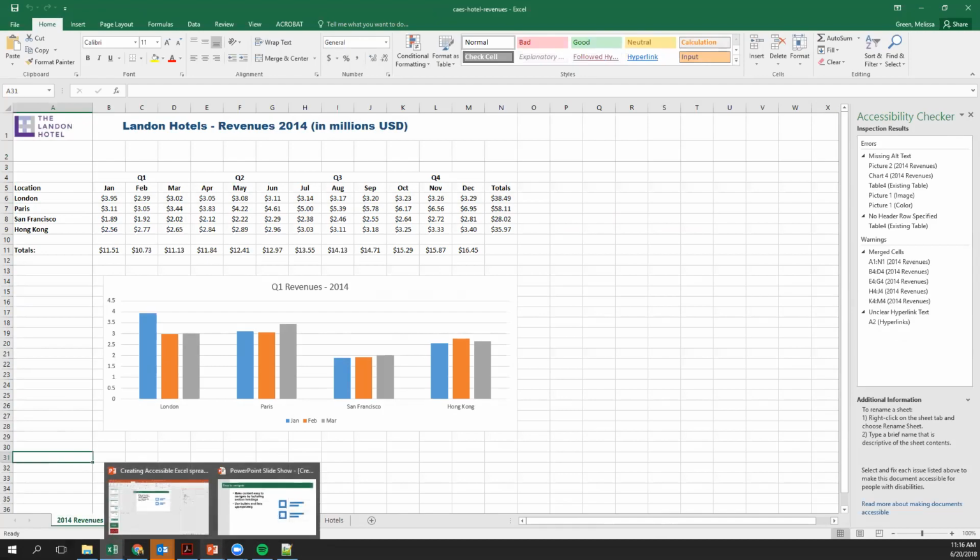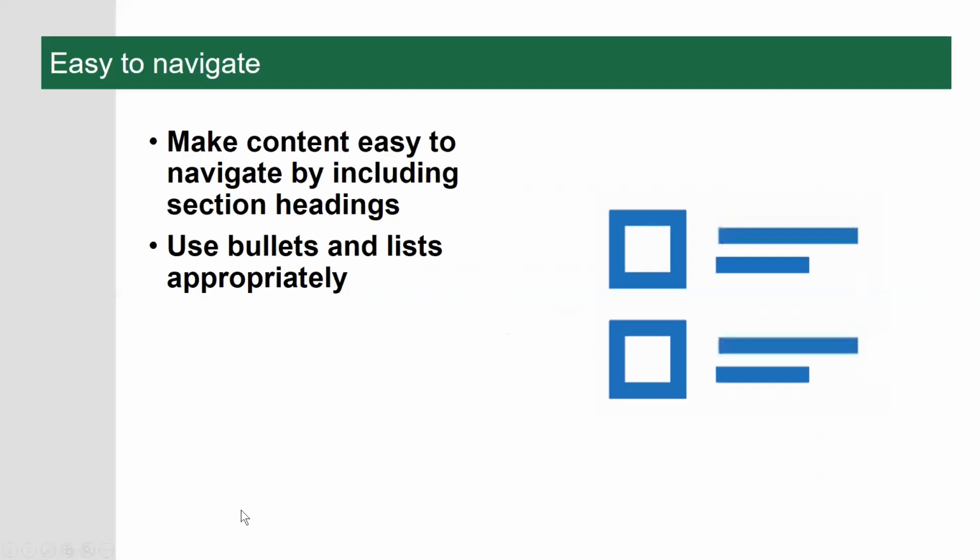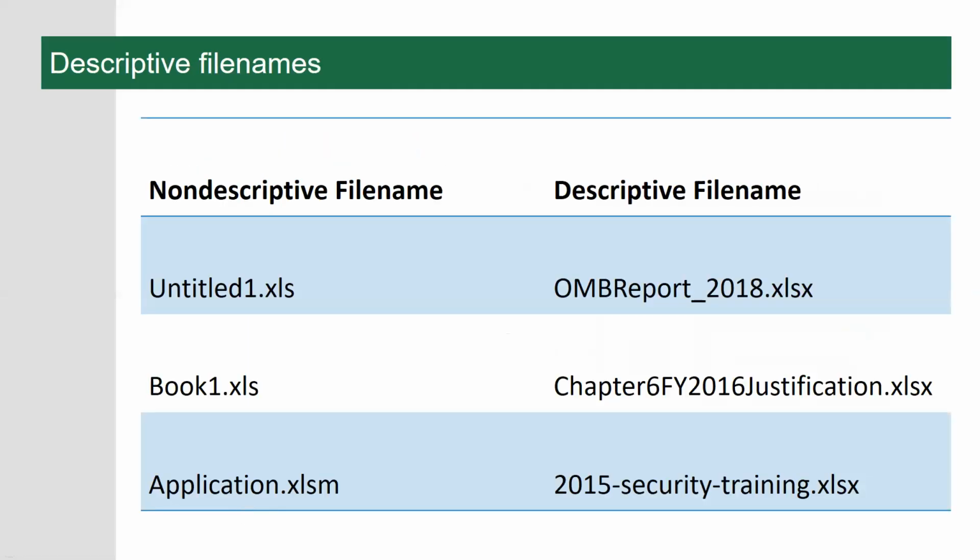Giving your workbooks descriptive file names makes it easier for everyone, but especially people with disabilities, to locate, open, and switch between files. The accessibility checker doesn't check this. It kind of requires a human to tell if a file name is sufficiently descriptive of the file and its purpose. But it's pretty easy to check.